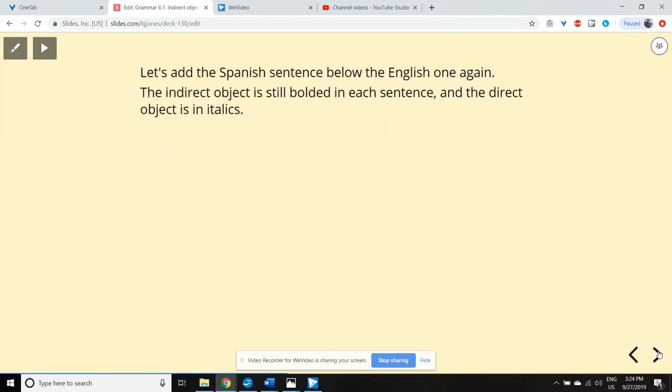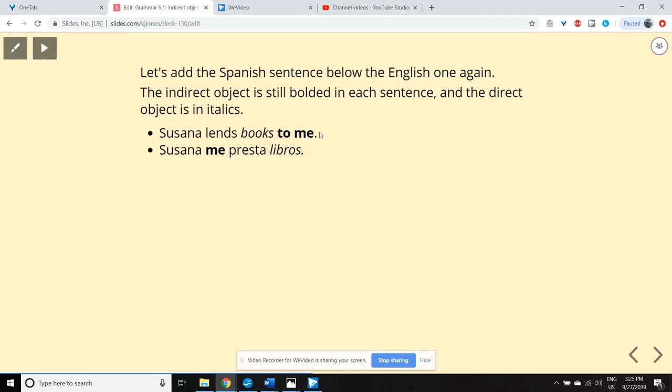Let's do this again. So we're going to add a Spanish sentence below the English one. We've already seen the English sentence. The indirect object is still bolded in each sentence, and the direct object is in italics. All right. So we had this sentence, Susana lends books to me. In Spanish, this sentence is, Susana me presta libros. Let's look at the sentence structure for a minute. So in English, right, here's our verb. Both the direct object and the indirect object follow the verb. Do you see that? This is not Spanish syntax.